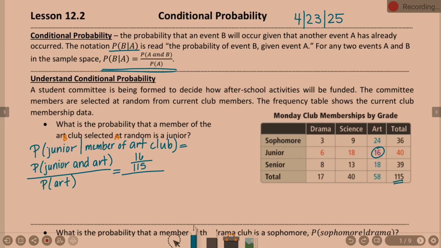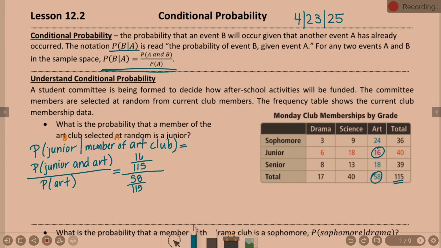On bottom, what's the probability that the student is an art club member? So there are how many students in the art club? 58. Out of how many total? 115. So officially, this is 58 over 115 in the denominator. Officially, we have a fraction divided by a fraction. Well, what are you guessing this is going to clean up to be?